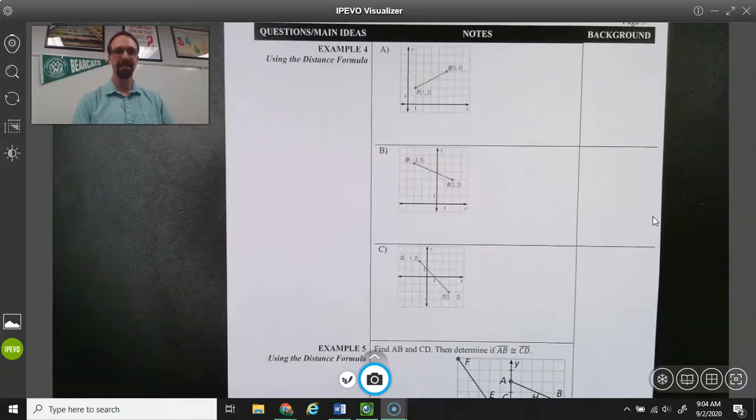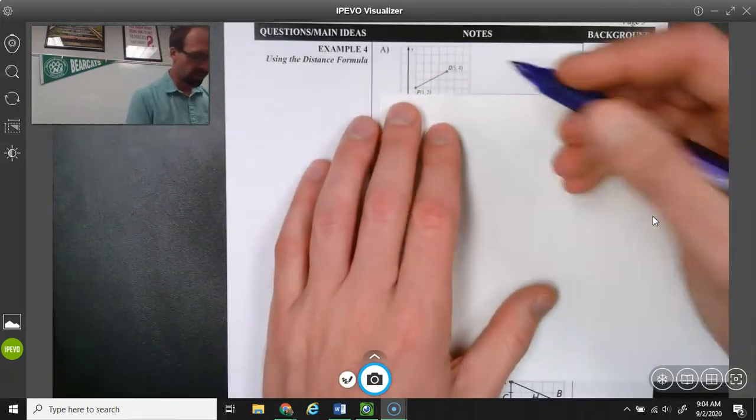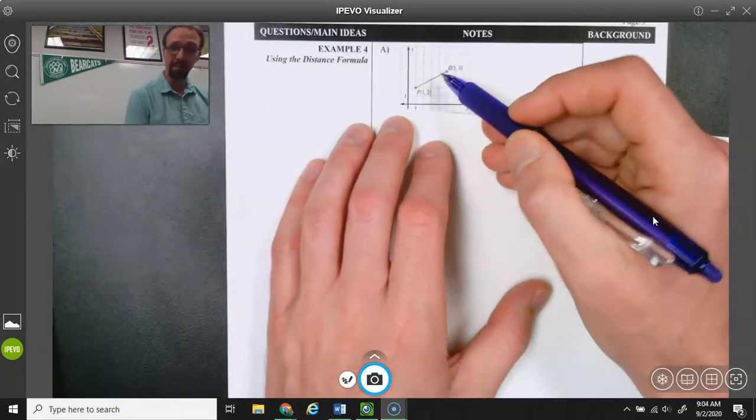Hi friends, this is examples 4 and 5 of the Unit 1 Day 4 notes. This is using the distance formula. We're going to be using it geometrically. Geometrically is with a shape, with a drawing, with a picture. So here, the idea behind this is that we want to make this into a right triangle. So I am going to construct a right triangle in example A.